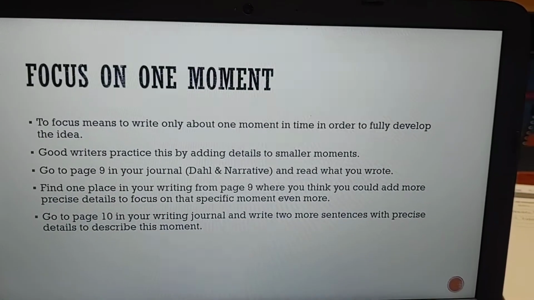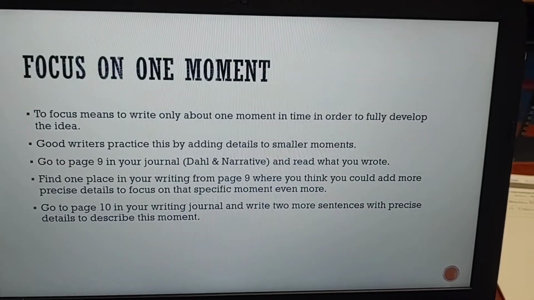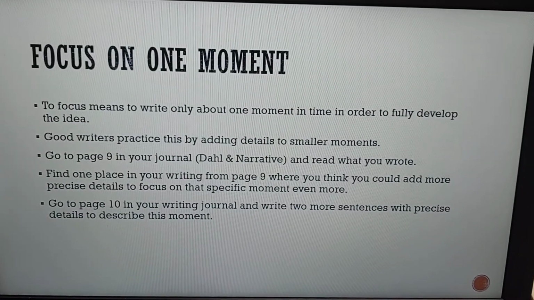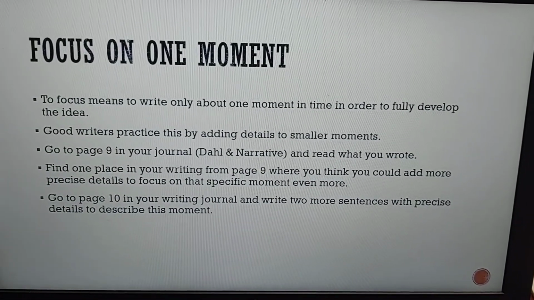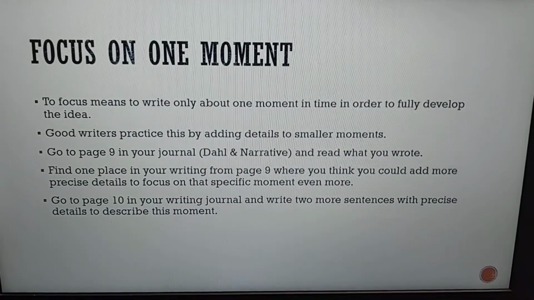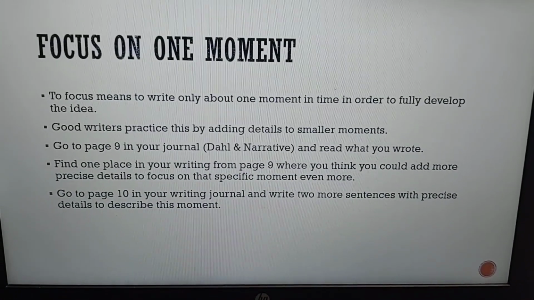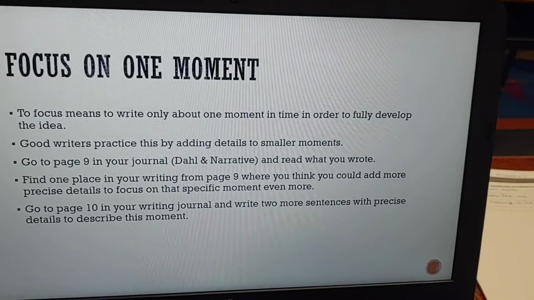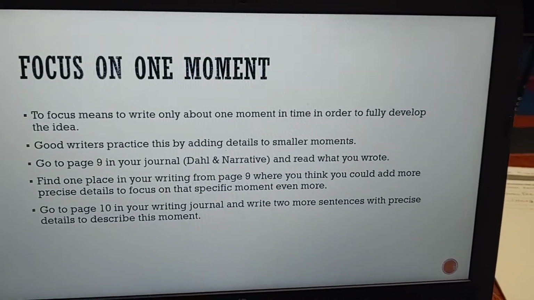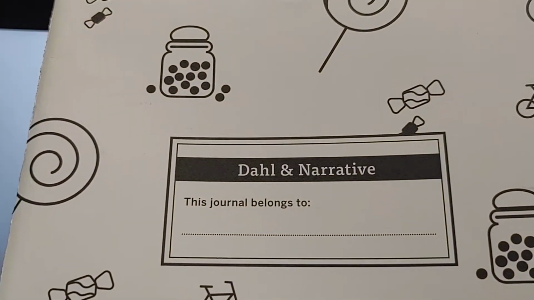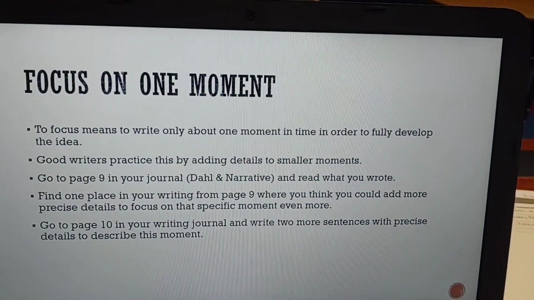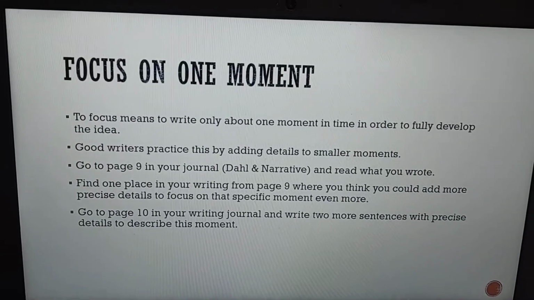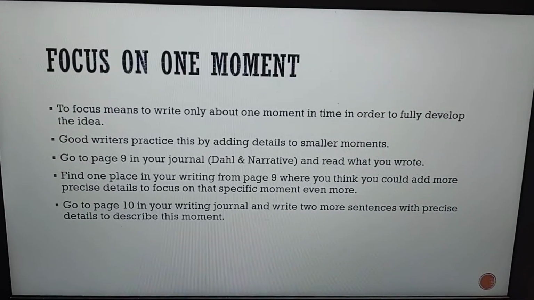Find one place in your writing from page 9 where you think you could add more precise details to focus on that specific moment even more. Once you have found this, you can highlight it so you don't forget which one it is. And you'll need to go to page 10 in your writing journal and write 2 more sentences with precise details to describe this moment. The journal is this one, Dull and Narrative. And make sure you go to page 10 and do that. Take a few moments to finish that up. Pause this video if you need to.